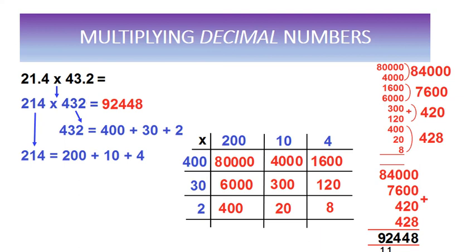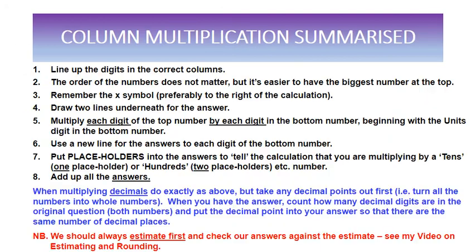So now I have to look at my original question and look at how many decimal places there are in that question. And I can see that there are 2. There's 1 on one side and 1 on the other. So I need to make sure that I've then got 2 decimal places in my answer. So that's the answer to the final question. I've put the decimal point between the 4s, and then I have 2 decimal digits to the right of that, the 4 and the 8, and that's my final answer.